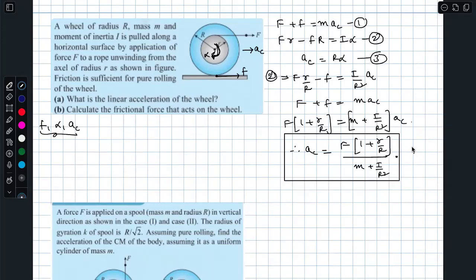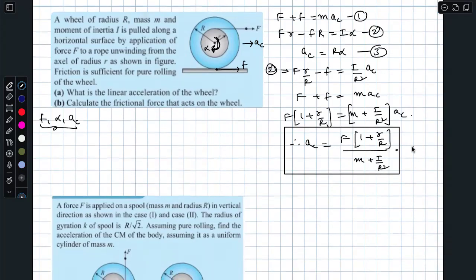Calculate the frictional force that acts on the wheel. You want f also in this.